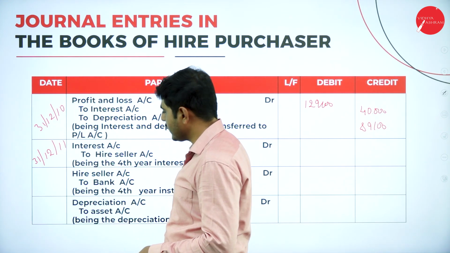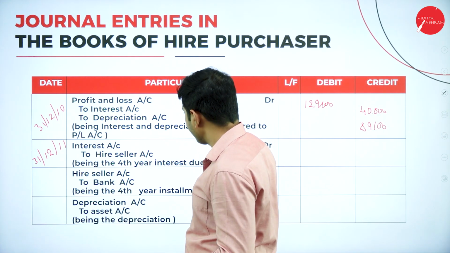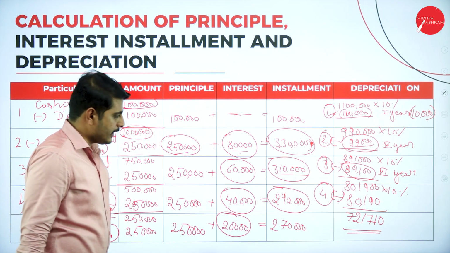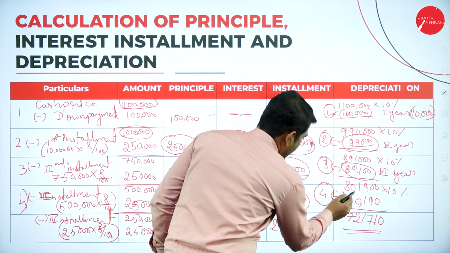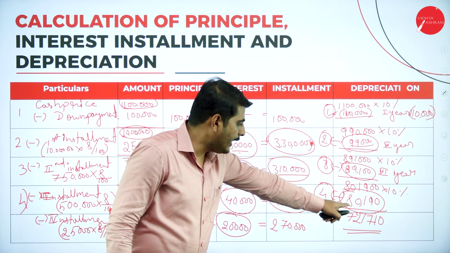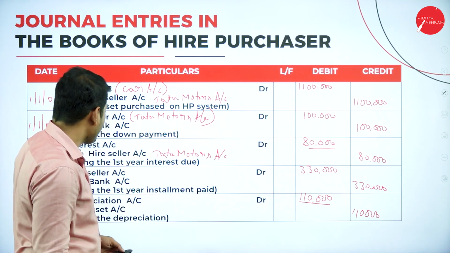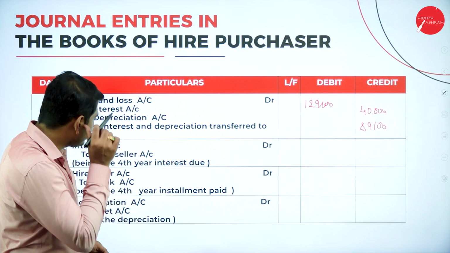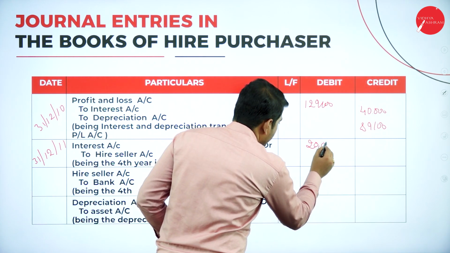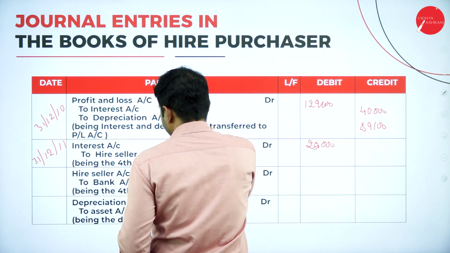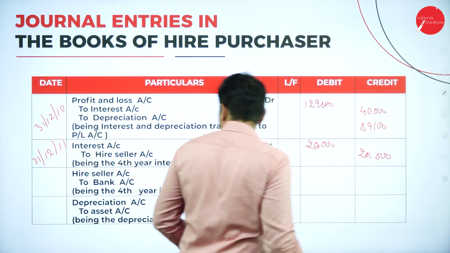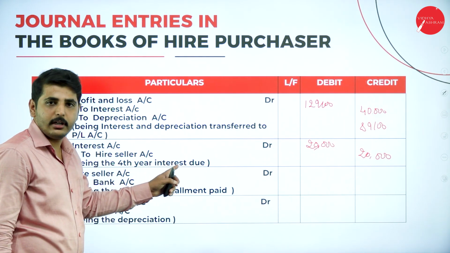What is our interest for the fourth year? Let's see. For the fourth year, 20,000 is the interest and 80,190 is the depreciation. Keep this in mind. Now Interest account debit 20,000 to Hire Seller 20,000. This is the fourth year interest due.